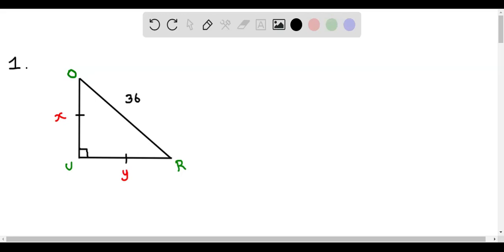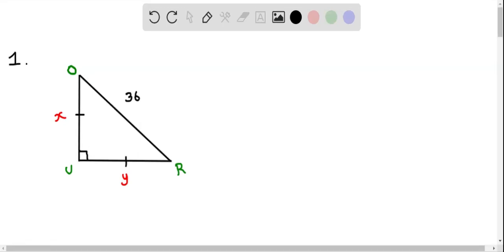Let's solve this triangle. So first we identify the type of this triangle. We can clearly see that we have this little square over here. So whenever we have this little square, we know that it is a right triangle.